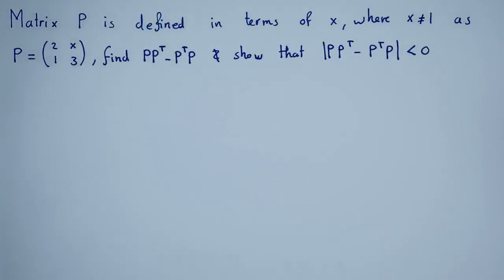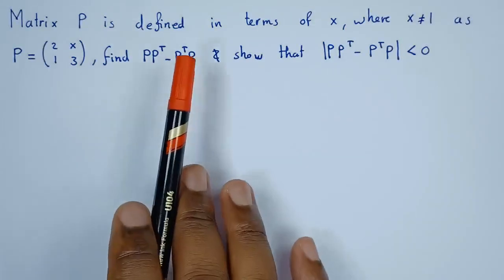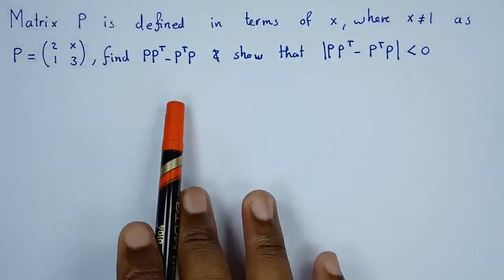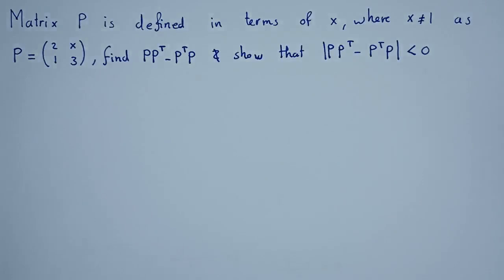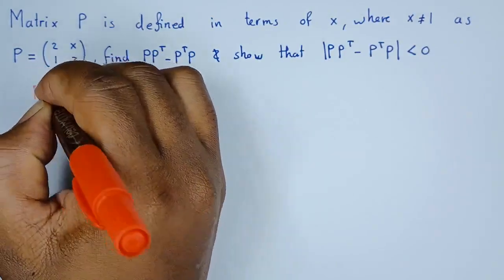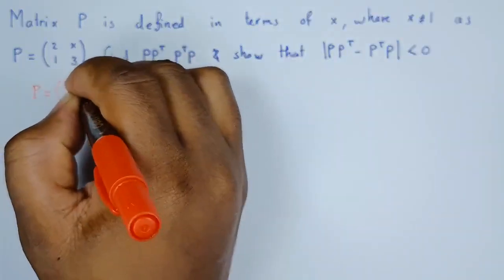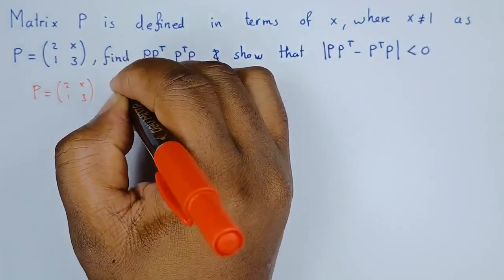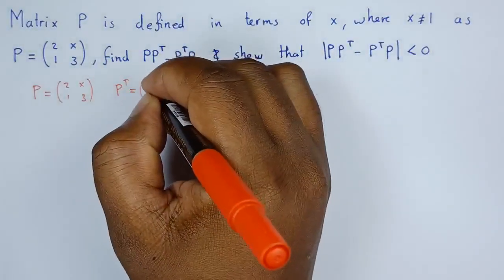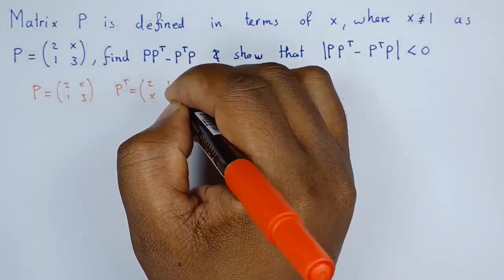So, given that matrix P is defined in terms of x, where x is not equal to 1, such that P is a 2 by 2 matrix, which is this one here. Find the value of P times P transpose minus P transpose times P. In this case, we can clearly see that P is multiplying with its transpose. So let's see how it's going to proceed. Matrix P is the one that we have here, which is 2, 1, x, 3. So the transpose of this matrix will be, the row will become the column, that is 2, x, 1, 3.